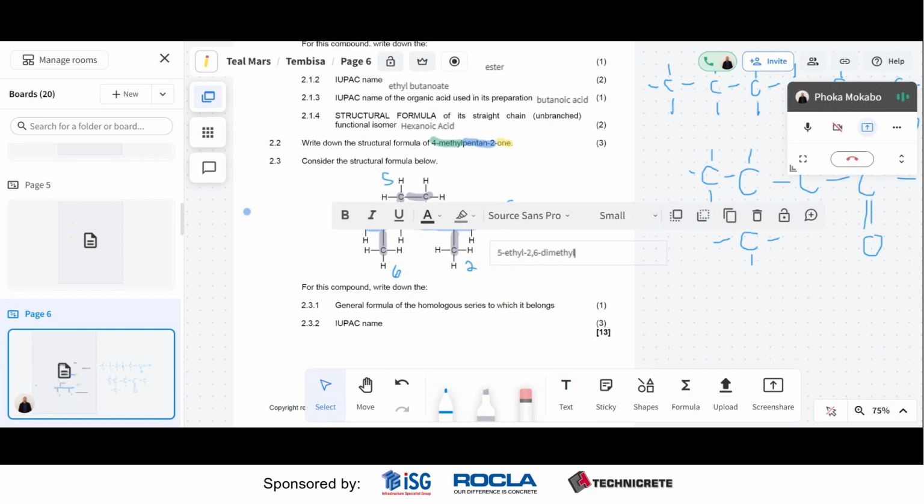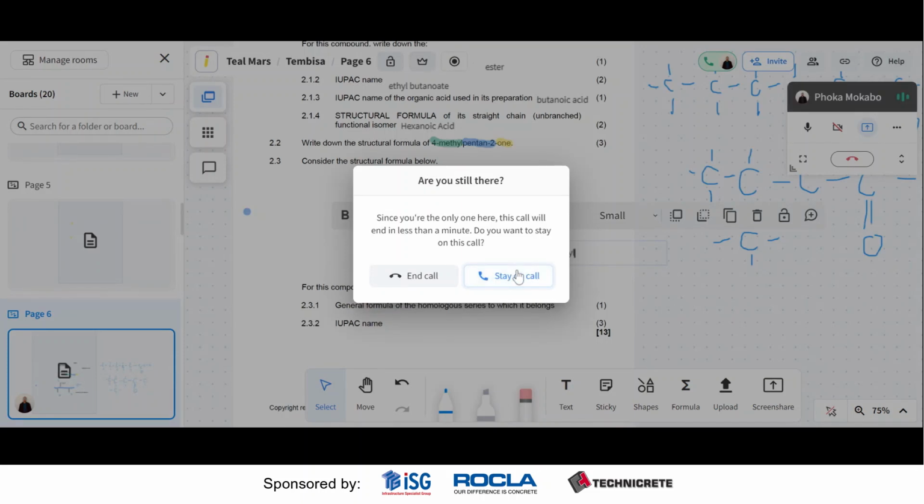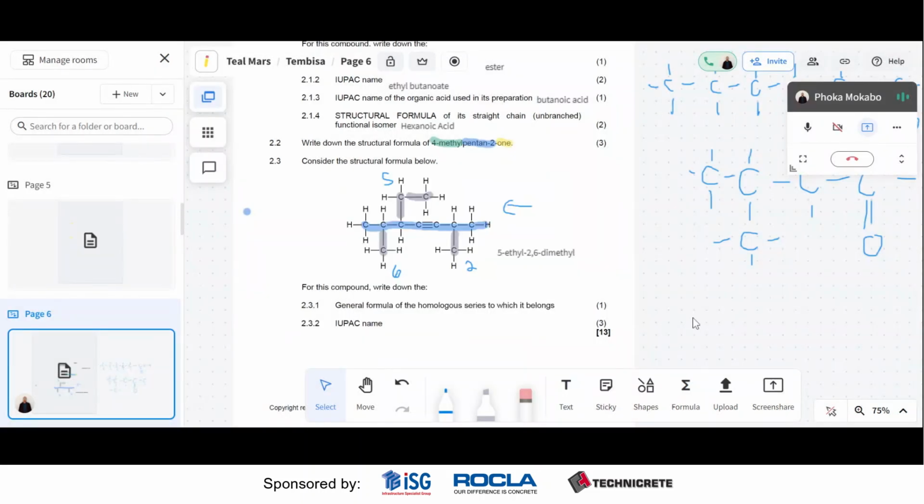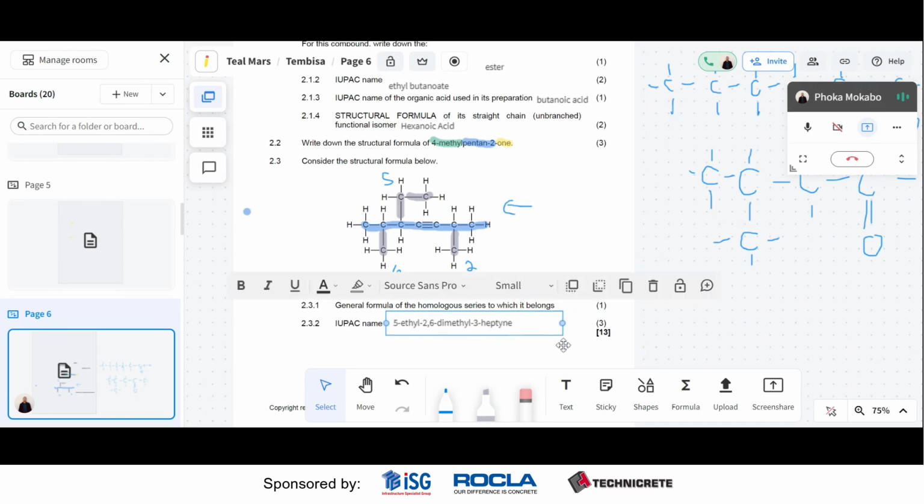And remember, again, no dash, no commas if it's still words, but because we need to consider the fact that we have a triple bond in position 3, we will say dash. Okay, go back to what I was doing. We will say dash 3 to show the position in which the triple bond is, and this is heptyne. And there we have named it, which so happens to be the answer for 2.3.2.